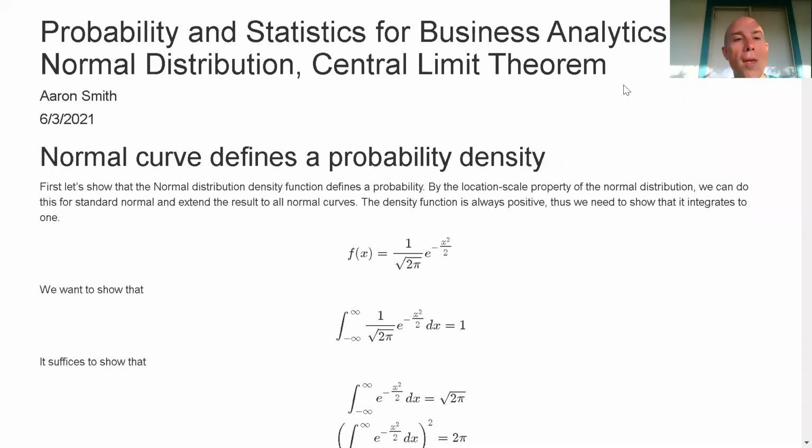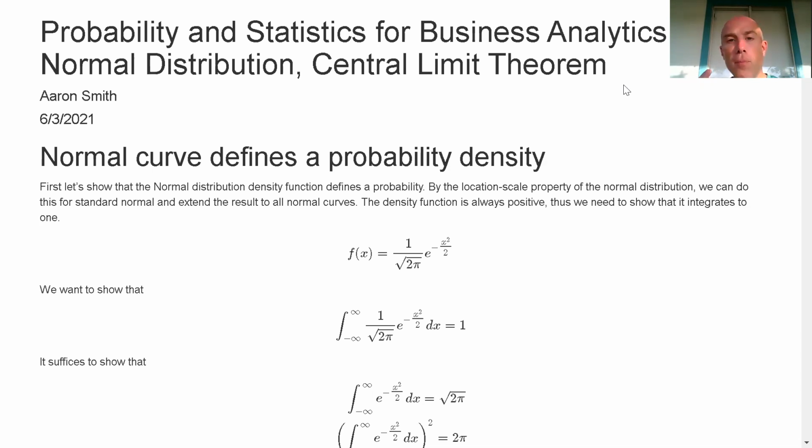Hi, in this video, we want to take a look at the normal distribution. We want to first confirm that it in fact gives us a probability distribution, and then we're going to take a look at the central limit theorem. Then we're going to apply the central limit theorem by approximating a binomial distribution.